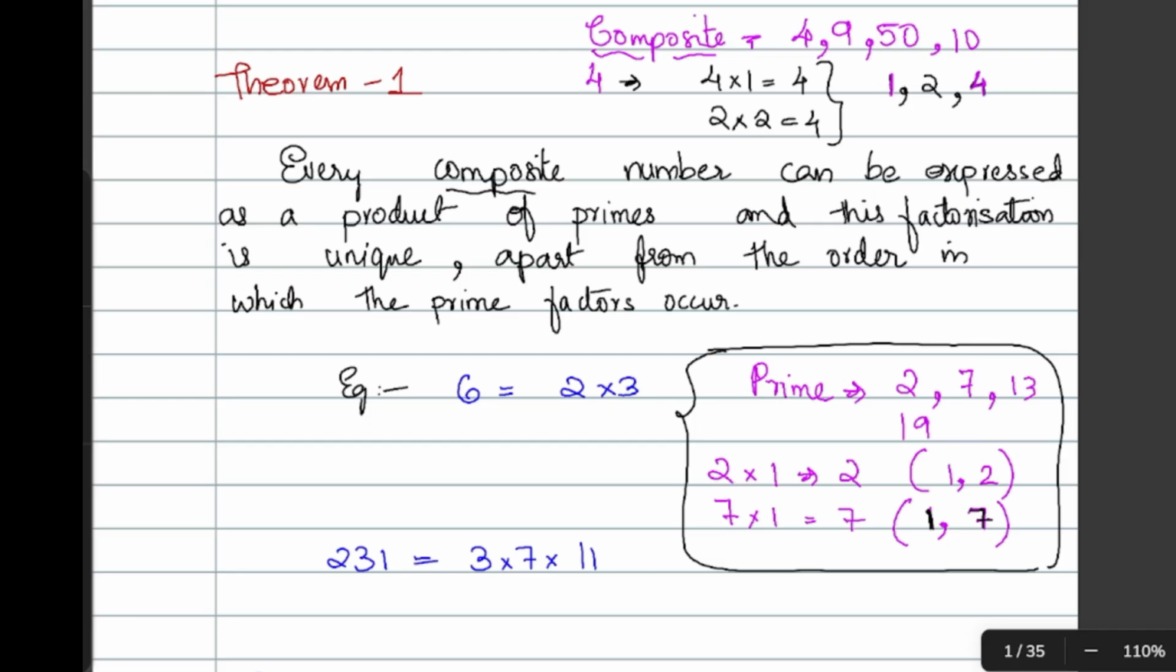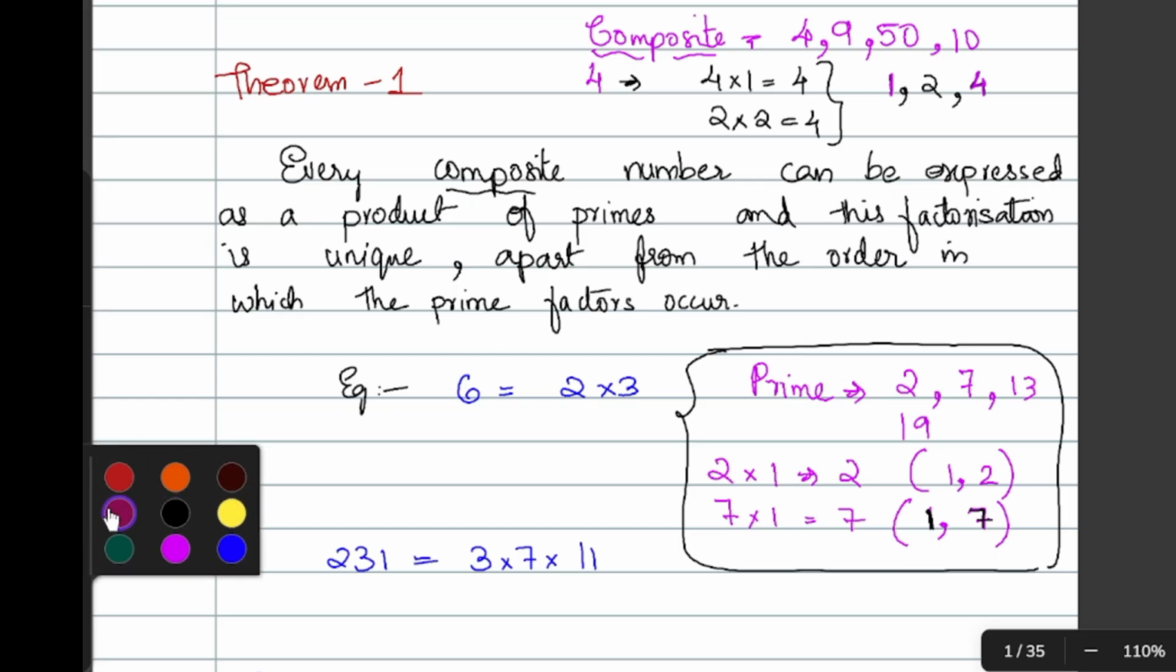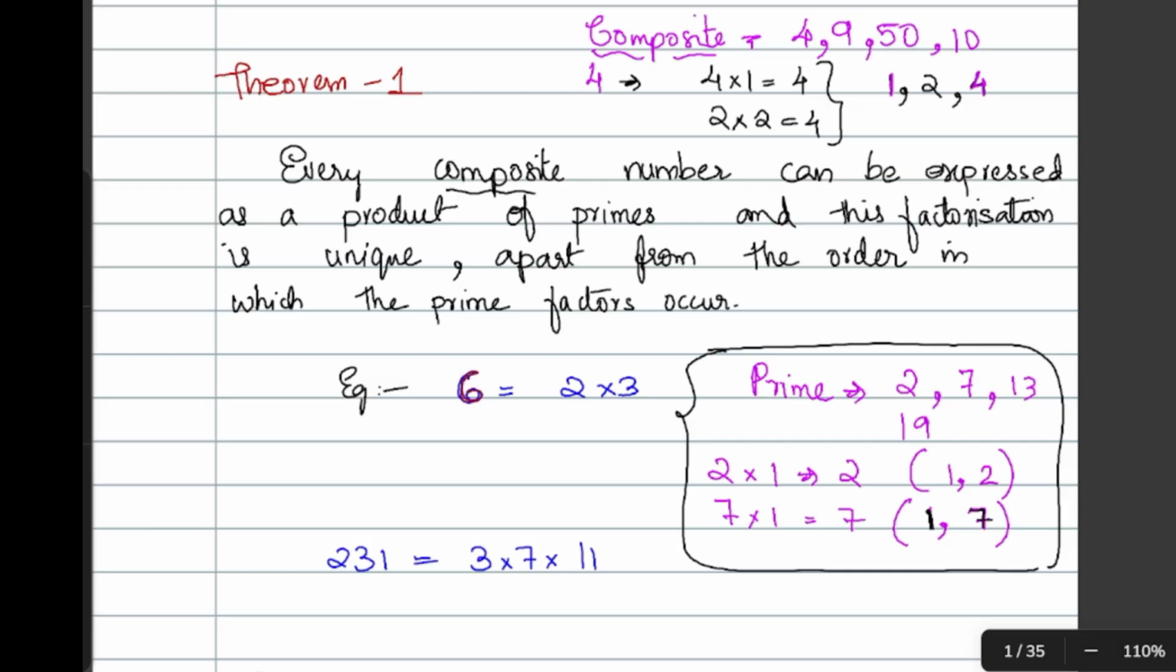For example, if you look at the number 6, how can I write the number 6? 6 is a composite number. 6 can be written as a product of 2 and 3, right? Another way I can write 6 is 1 and 6. Every composite number can be expressed as a product of primes. Look here, 3 is a prime number, 2 is a prime number, and if you want to factorize it, it will have only one particular way of factorization.